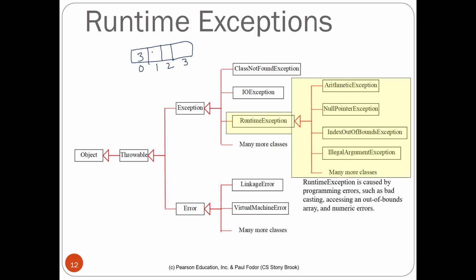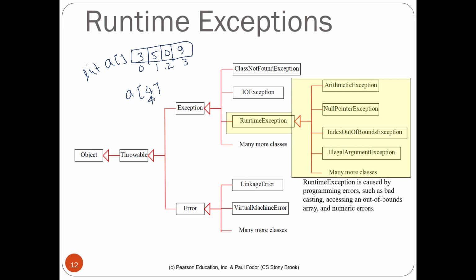Let me put some elements here, 3, 4, 0 and 9, and let's call it an A. This is int A. Now if I say A[4], what does it mean? That means I want to access the element which is present at index number 4.